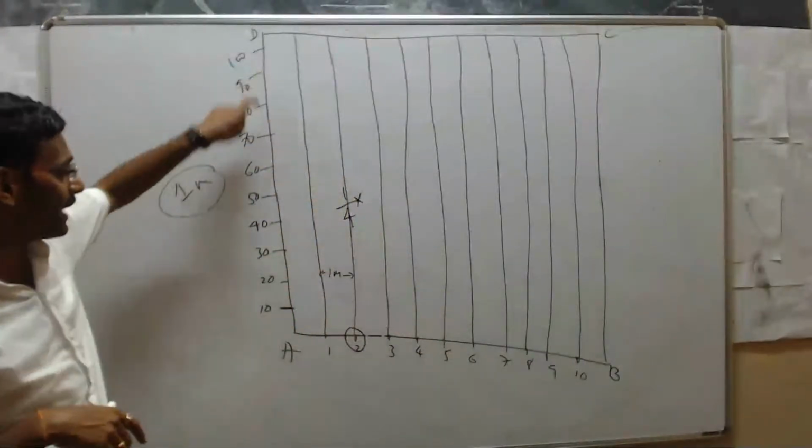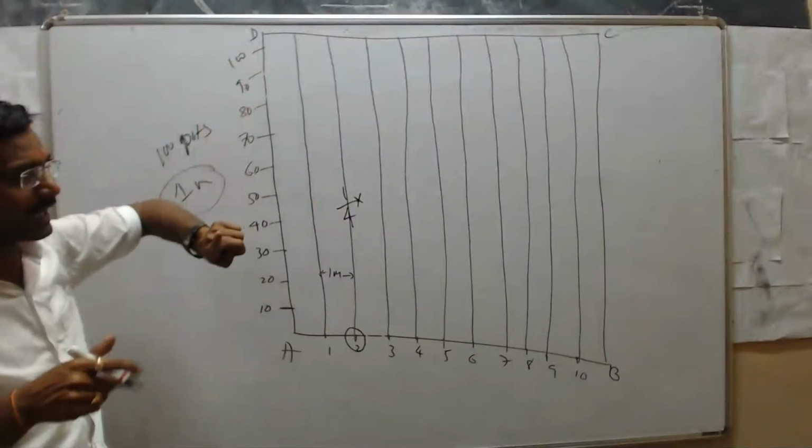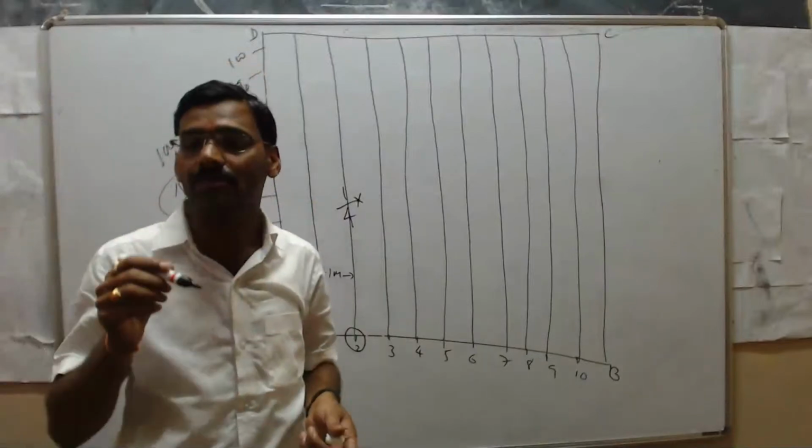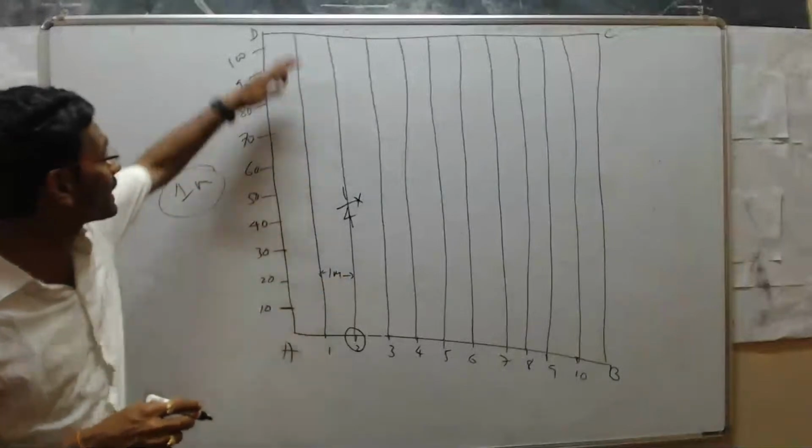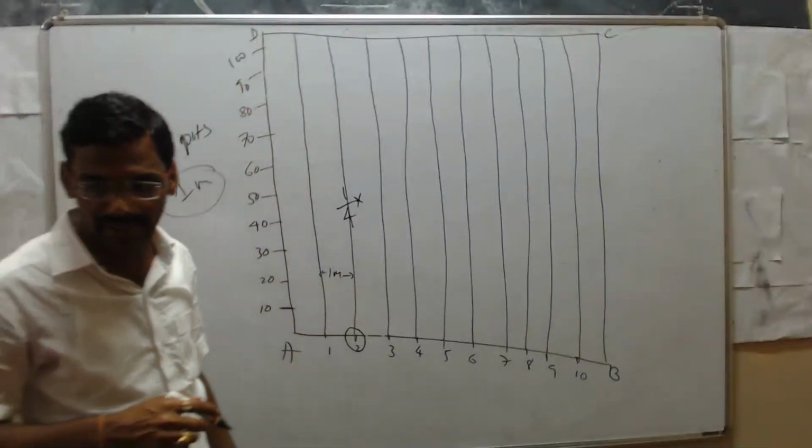Total distance is how much here? There are 100 flower pots. The distance between each flower pot is 1 meter. Means the total distance of AD is how much? 100 meter.